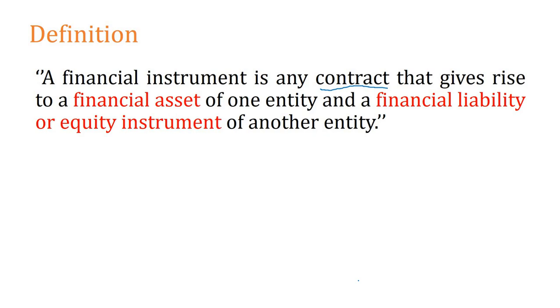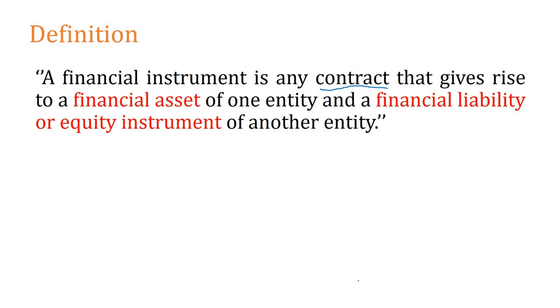The reason is I have a contractual obligation to pay that cash to the bank, where the bank has a contractual right to receive the cash from me. So on their side, it's a financial asset. On my side, it's a financial liability. So this is the nature of a financial instrument. There should be a contract. One party has a financial asset. The other party can have a financial liability or equity instrument.